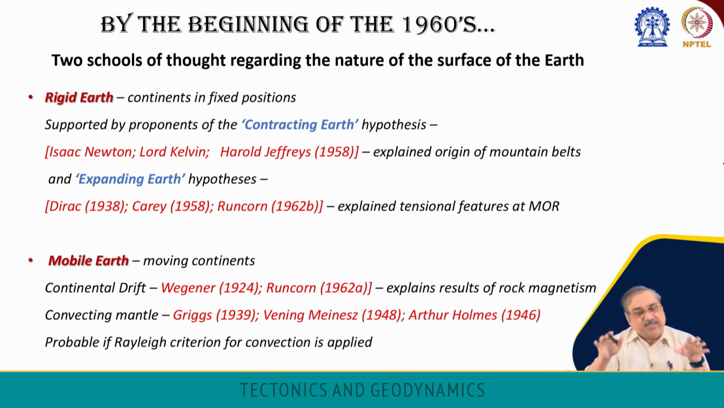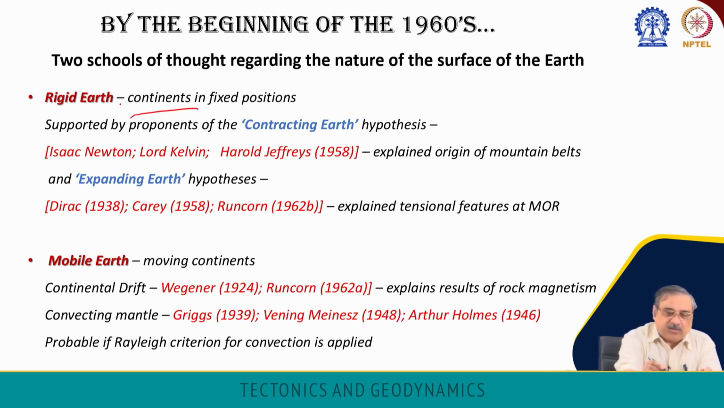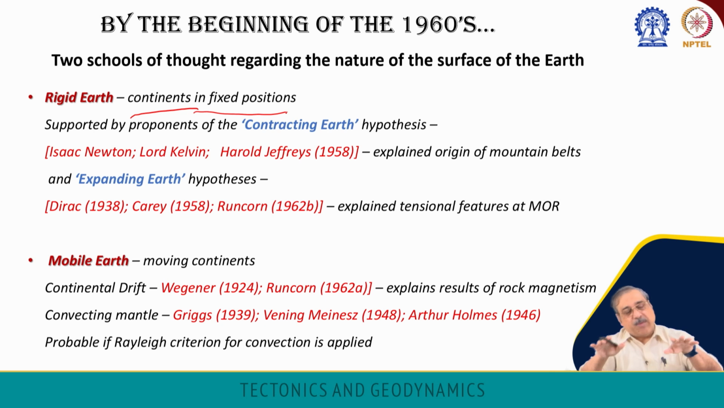However, even by the end of the 1950s, in spite of all the evidence, there were two schools of thought, driven by the position of the continents. One concept was that the continents actually remained in fixed positions. Wherever they are today, the distribution that we see today is where they were in the past. The other school, of course, thought that the continents were moving on the surface. Now, the rigid Earth, as we call it, assumed that the whole surface of the Earth was rigid, so the continents were present in the past where they are today as well.